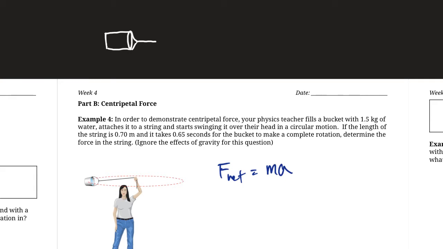And one thing about this equation, because technically it is a vector equation, where F net and acceleration are vectors, the reason why that's important is because the net force always has to be in the same direction as the acceleration. So the force from the string, the only force that's acting on it other than gravity, is going to be towards the center of the circle as well. It has to be.